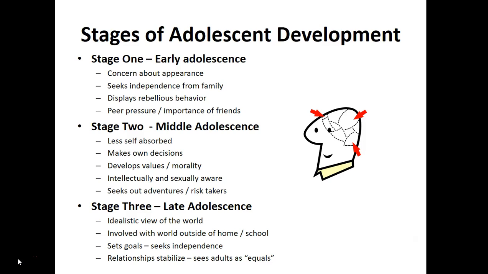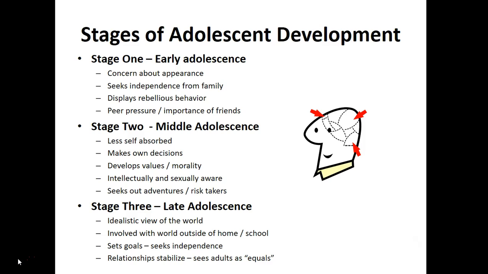Stage 2, middle adolescence. They're slightly less self-absorbed. I'm not sure I completely agree with that, but slightly less. They make their own decisions. They have values and morality, and I'll tell you they're willing to argue that with you. They're intellectually and sexually aware. That's frightening as a parent. And they seek out adventures and some risk, also frightening as a parent.